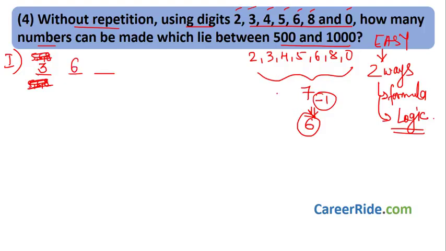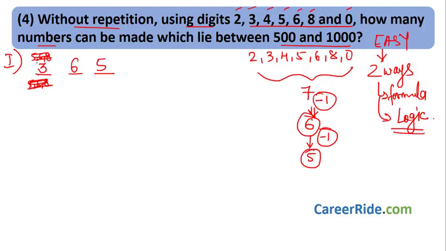Out of these 6, any one can come over here. Again, 1 has been utilized, correct. How many possible choices remain now? 5. So there are 5 possible choices over here. So the condition was 500 to 1000. So we did not take 7 over here.